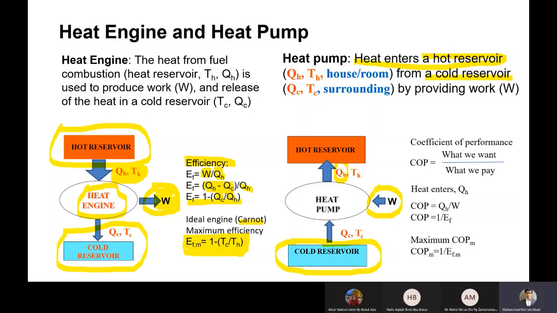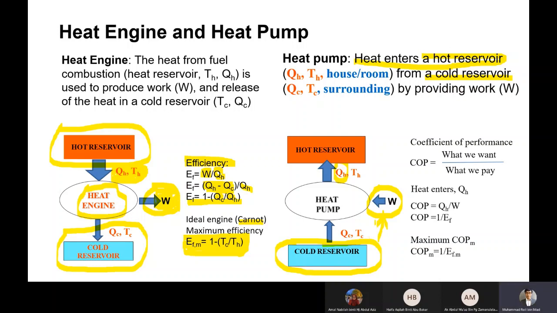So you can imagine, for example, outside the temperature is minus 10 degrees Celsius. Inside the house, the temperature is 20 degrees Celsius. But still, you'll be able to bring in heat from outside to the inside with the help of this guy, with the help of work.